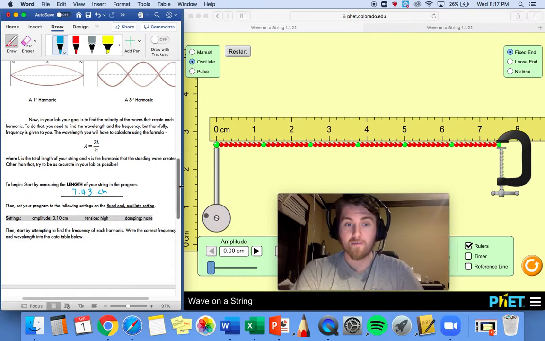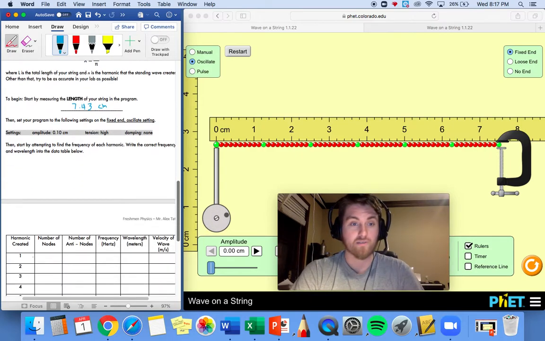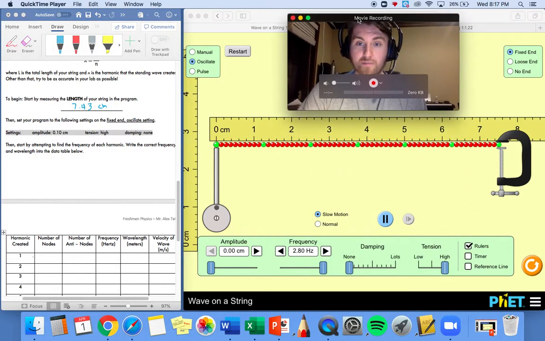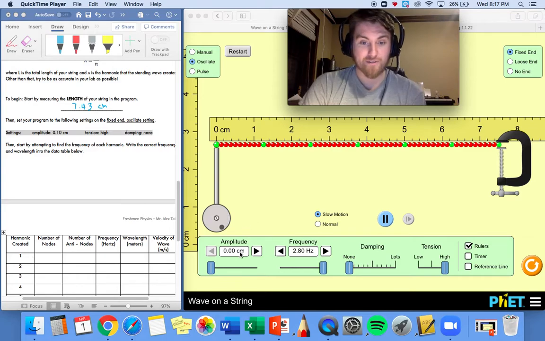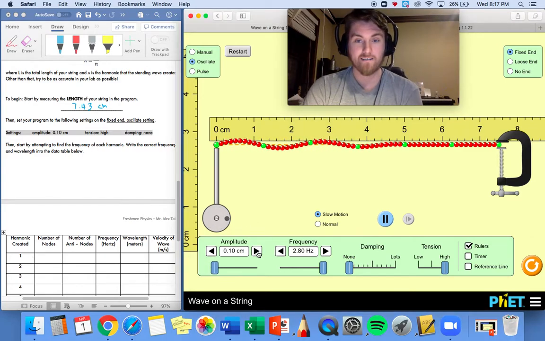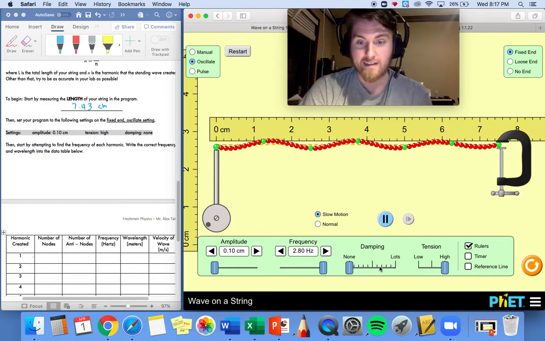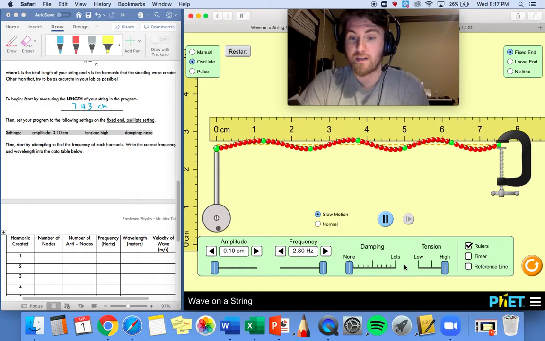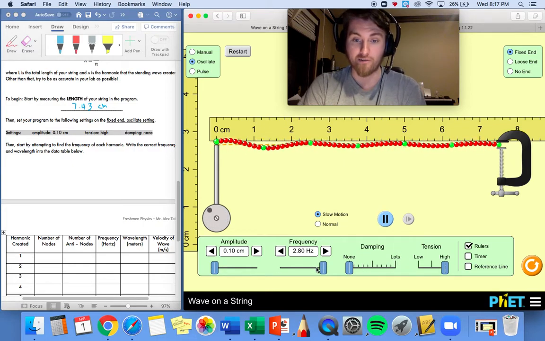Now, other variables that this program wants you to follow is that it wants the amplitude set. Let me move up here. That's fine. So the amplitude it wants set to 10 centimeters, which is fine. And high tension, got it, and then zero damping. And damping is just how much it actually goes and it resets.